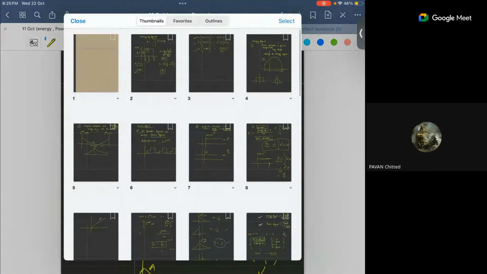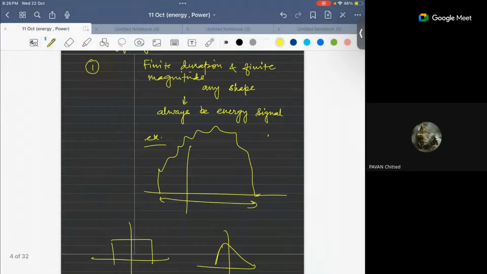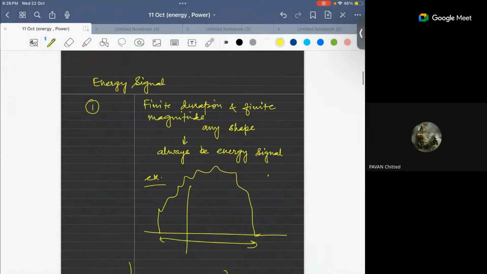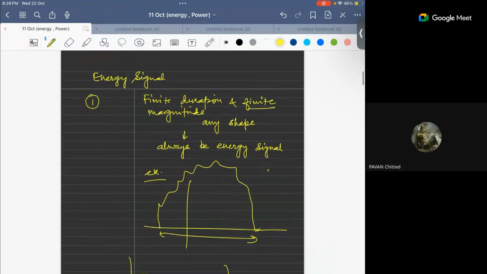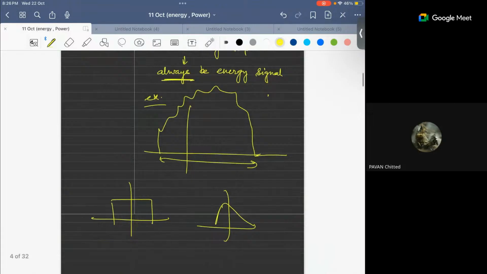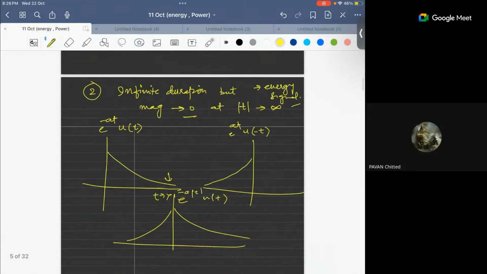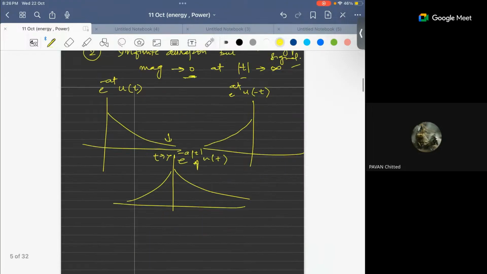So we started. You can see that in the energy signal, the first type we are looking at is finite duration, finite magnitude, any shape. This will always be an energy signal. The second one was infinite duration, but the magnitude should tend towards zero at mod t. So these are the three types of signal: exponentially decaying, either on the positive side, the negative side, or both sides. So this is like a mod t has been applied here. This is an energy signal.